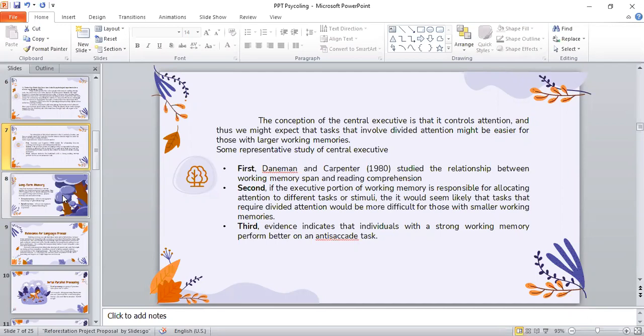And then the second is, if the executive portion of working memory is responsible for allocating attention to different tasks or stimuli, it would seem likely that tasks that require divided attention would be more difficult for those with smaller working memories. And then the third study of the central executive is evidence indicating that individuals with a strong working memory perform better on an anticipated task. Okay, the next slide will be presented by Reza.